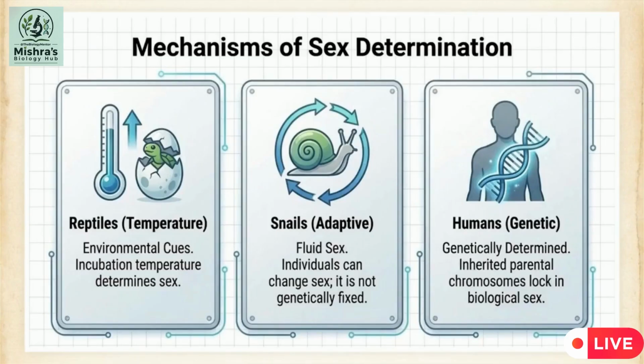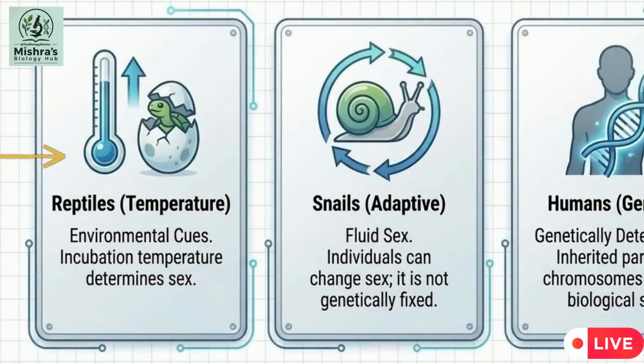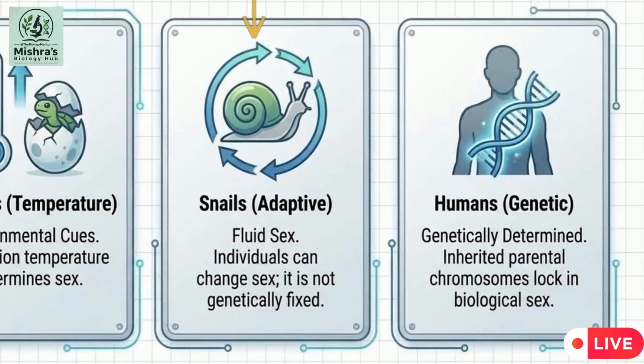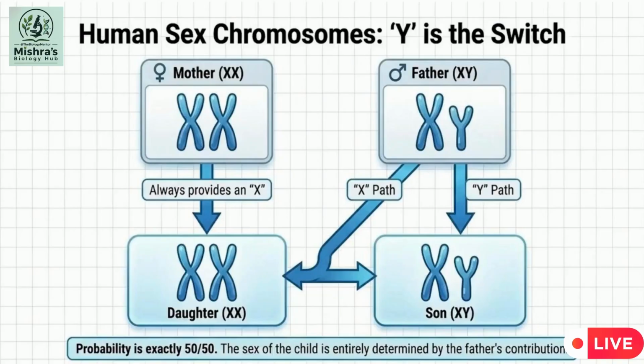For some reptiles, environmental cues like incubation temperature decide the sex. For certain snails, sex is fluid and can actively change. But in humans, the mechanism is entirely genetic. This flowchart breaks down our genetic sex determination.